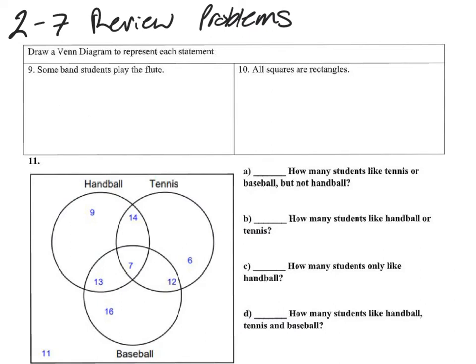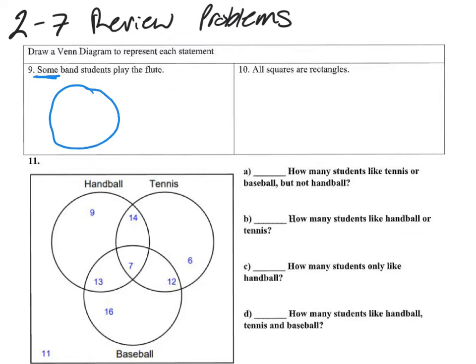Let's take a look at some 2-7 review problems. So this was our Venn diagram section. So our first problem says, draw a Venn diagram to represent each statement. Some band students play flute. So this is our some case, so that means they only overlap a little bit.